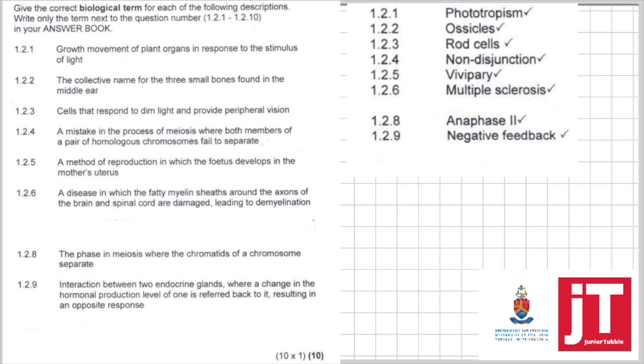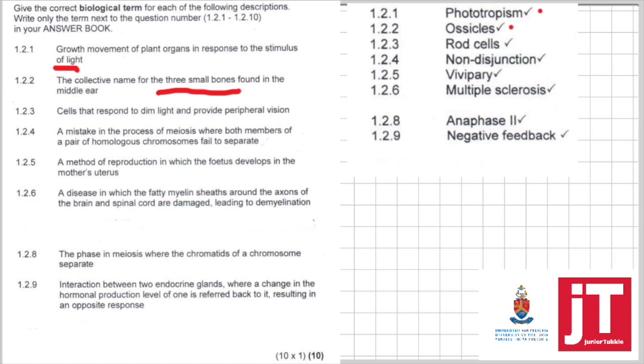1.2. Give the correct biological term for each of the following descriptions. Write only the term next to the question number in your answer book. 1.2.1. The growth movement of plant organs in response to the stimulus of light. So it says response to the stimulus of light. We know that is phototropism. 1.2.2. The collective name for the three small bones found in the middle ear, those are the ossicles.